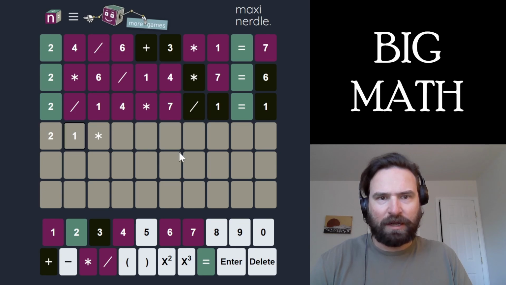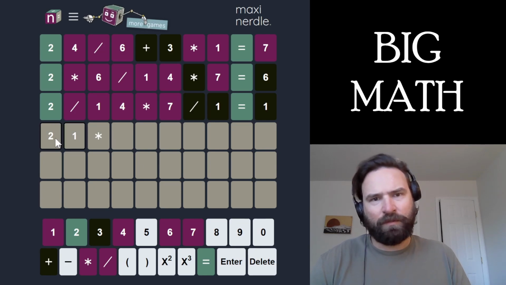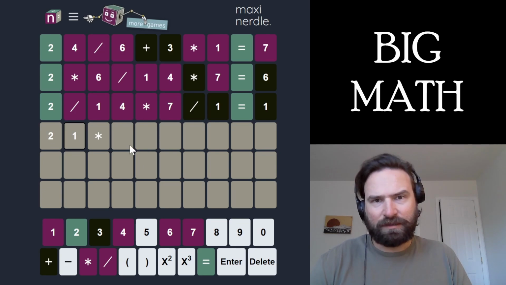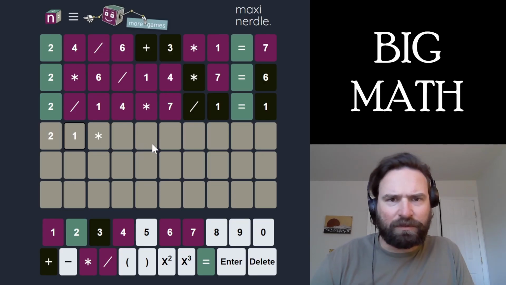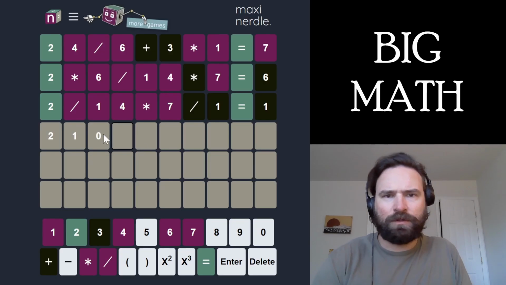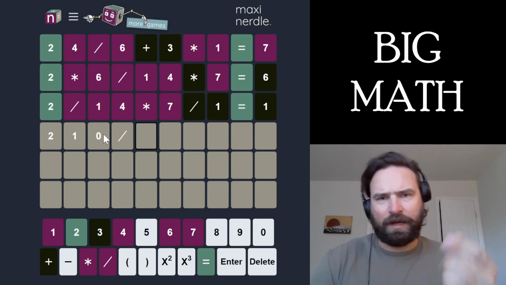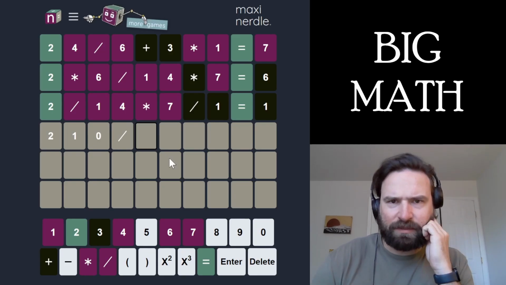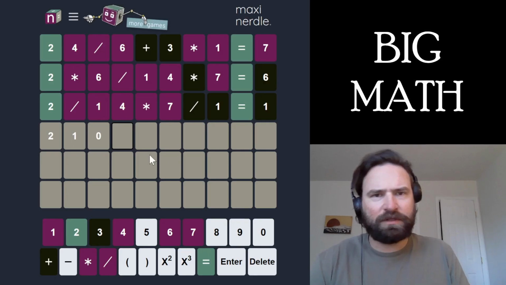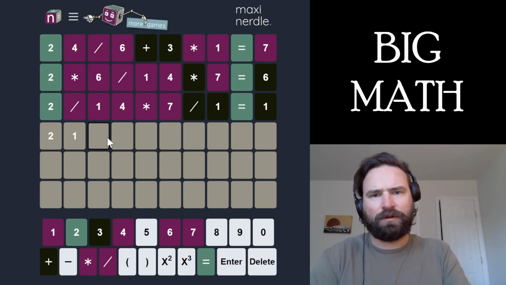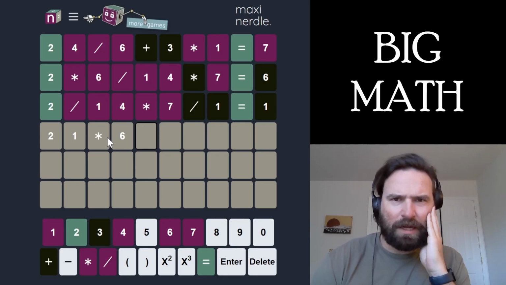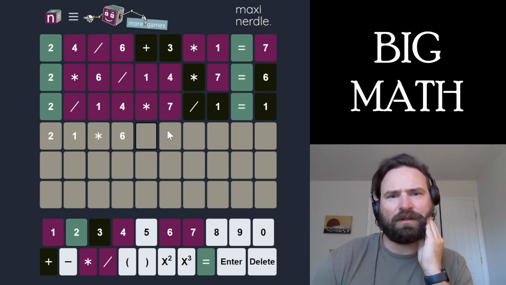So, I feel like 21 makes a lot of sense with a 7, but I just can never divide by 7. What in the world is going on with this thing? 210 divided by, like, that's 7 times 30? I can't even put division there. This is so weird. 21 times 6, and then I can't divide by 7. How does a 7 fit into this equation?